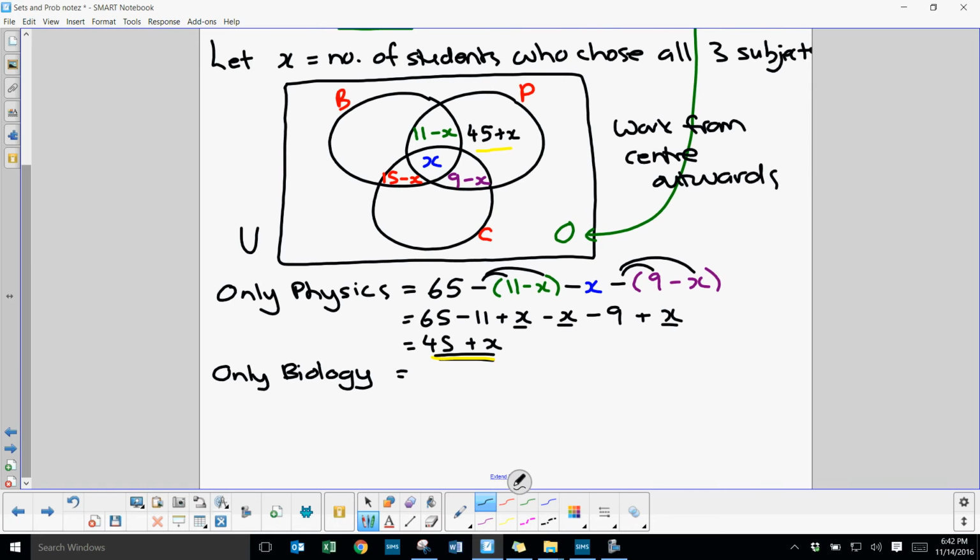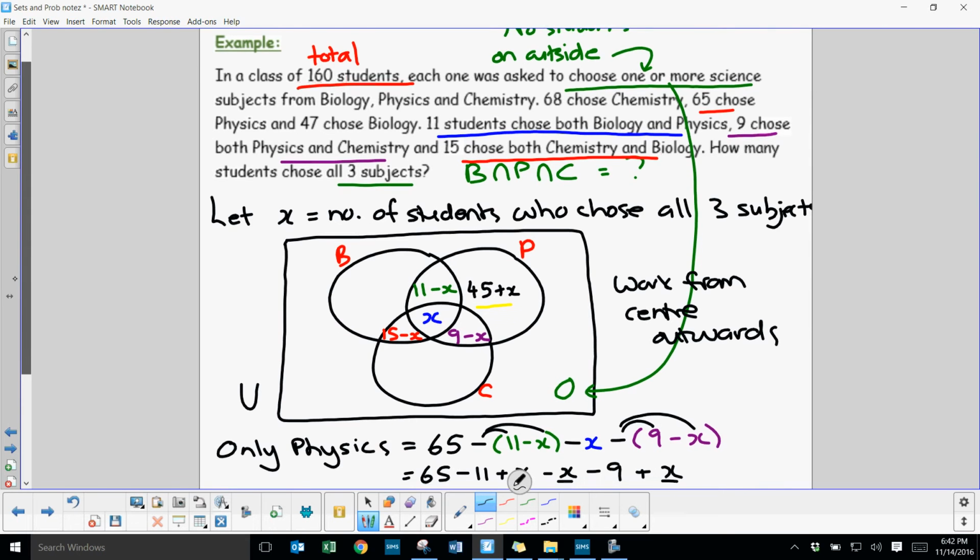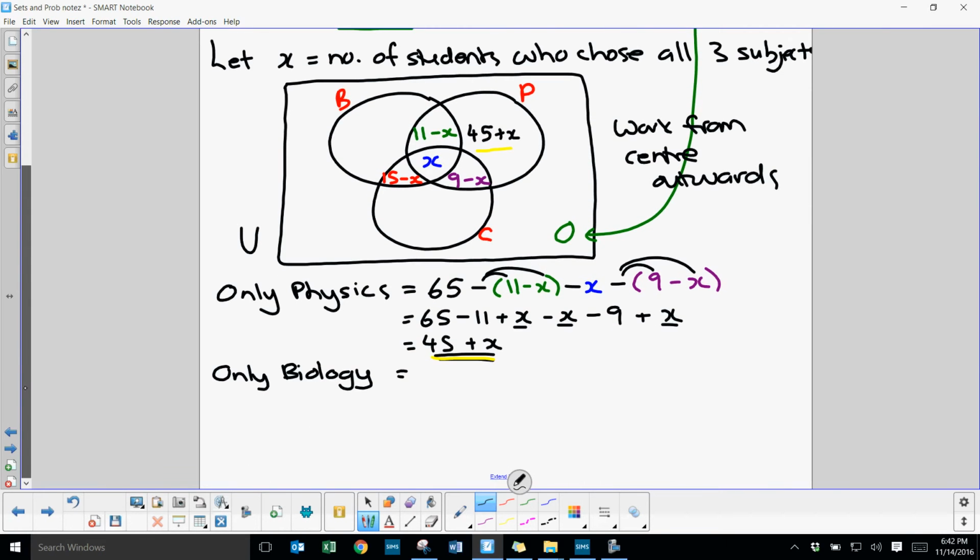So only biology, look back at the question. How many in total study biology? Let's see. 47 chose biology, is what they say halfway down. So 47 in total for bio. So the whole circle, we can work out what this little part here is by going 47 minus, let's see, the 11 minus x is part of the bio. So 11 minus x is part of the bio circle. Then we're subtracting off the blue x, because that's also part of the bio circle. And then we're subtracting off the red 15 minus x. So that's the other part of the bio circle.